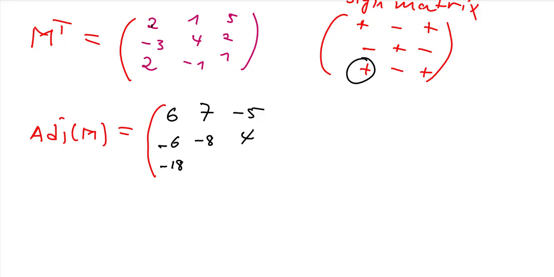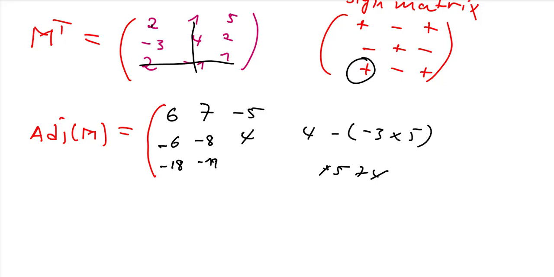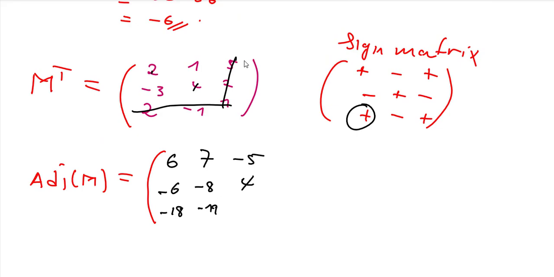And for the last two elements, we shield. We have 2 times 2, which is 4, minus negative 3 times 5, and this gives 15 plus 4, which is 19, sign negative. So here we have negative 19. And lastly, for the last, we have 4 times 2, that will be 8, minus 3, that will be 11, sign positive.